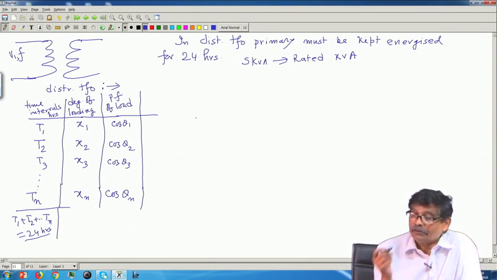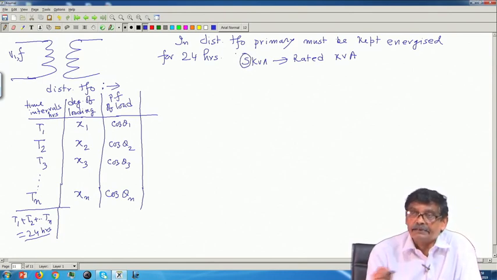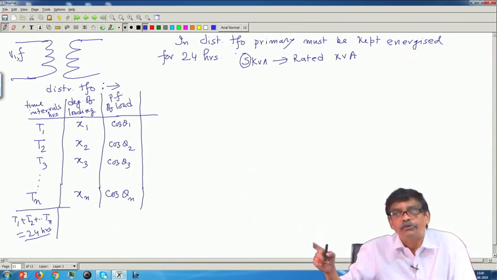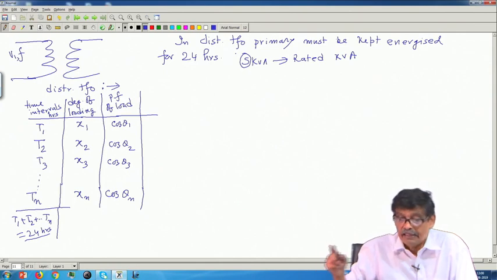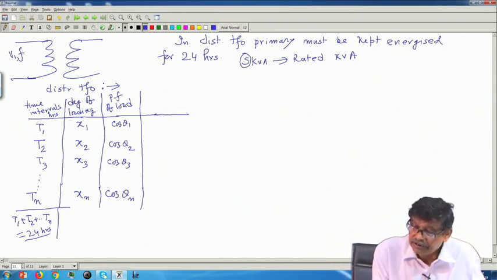So, what I have to calculate, and S is the rated kVA. So, energy output over 24 hours I have to calculate. Next what I do is the copper loss.